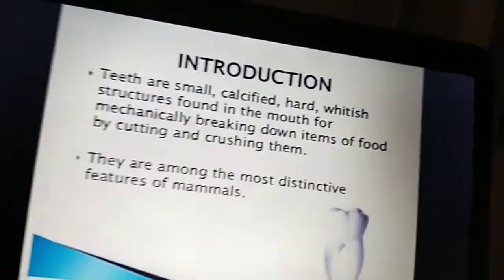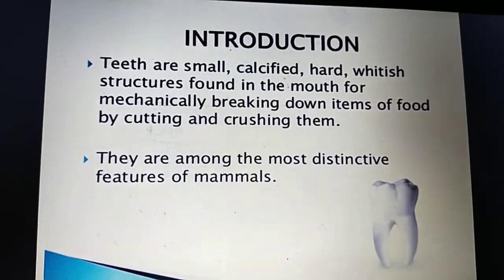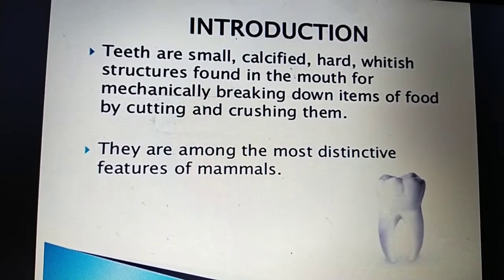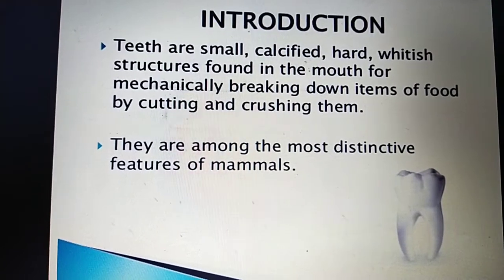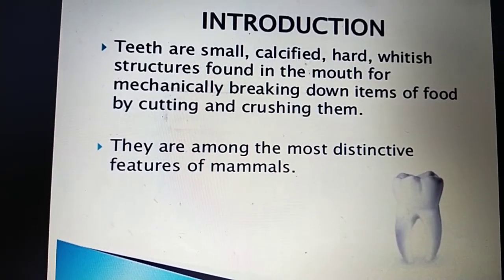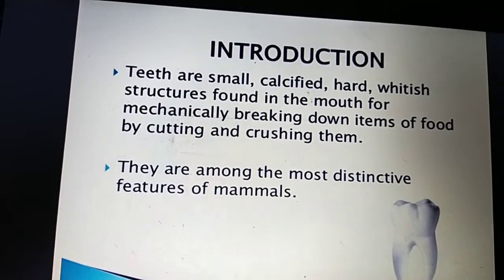The introduction of the teeth. The teeth are small, calcified, hard whitish structures found in the mouth for mechanically breaking down items of food by cutting and crushing them. They are among the most distinctive features of mammals.